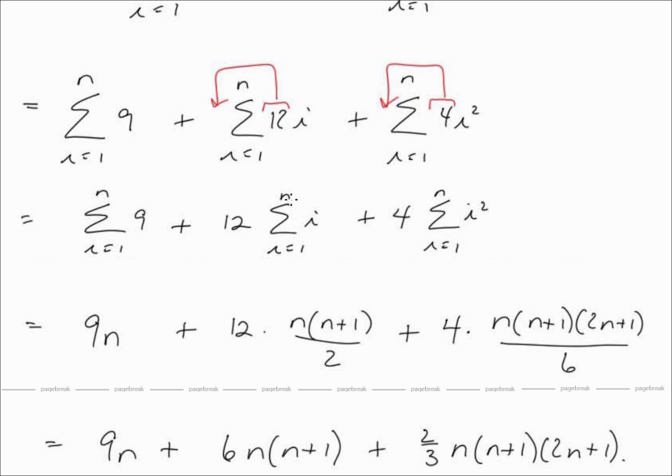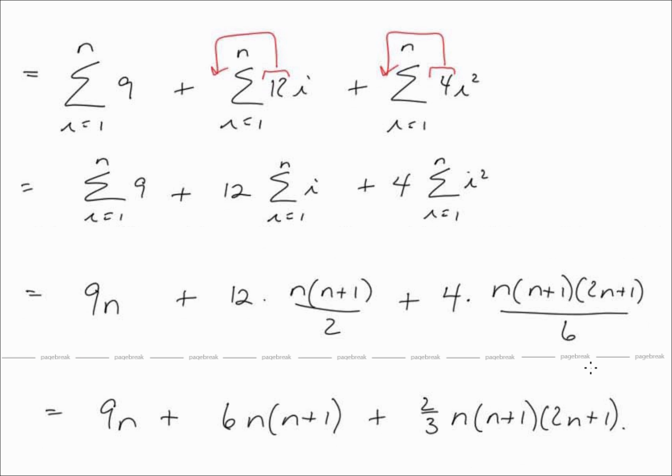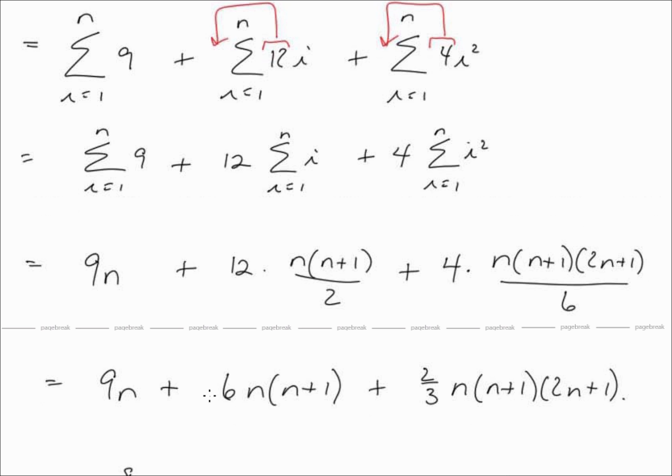Here we have i going from 1 to n of i. We know that that's going to be n times n plus 1 over 2, and the constant of 12 just multiplies that. Here we have the 4 multiplied by, and this formula is n times n plus 1 times 2n plus 1 over 6. And so now we just want to simplify here a little bit, and we have 9n plus 6n times n plus 1 plus 2/3 n times n plus 1 times 2n plus 1. And we could leave it there, or we could expand and simplify further. Either way is fine.